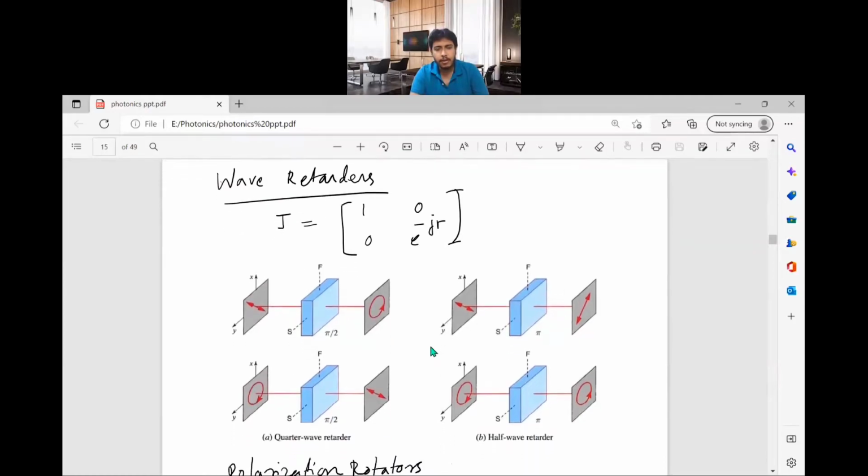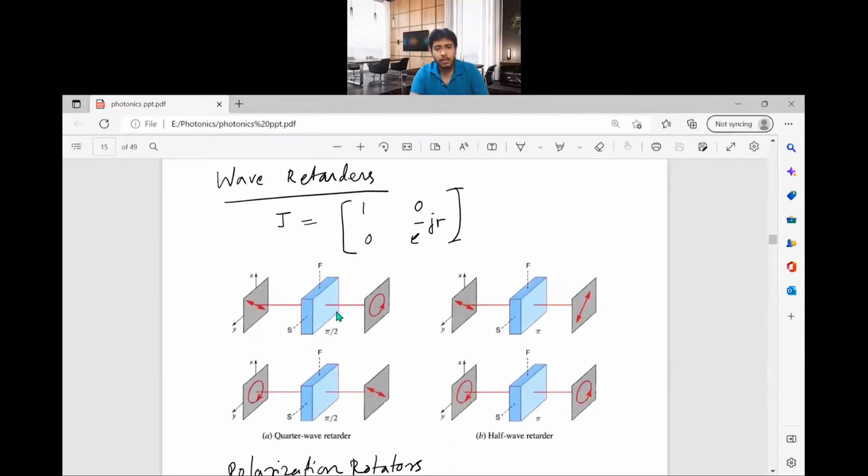Now, the next part is the wave retarders. So, a retarder is a device that can be used to change the polarization of the light. Okay, the polarization of the wave. So, this is the matrix representation. It will add some extra phase difference between these two. This is the minus j phi. So, these are the retarder plates. They have two axes. One is the fast axis and the other is the slow axis.